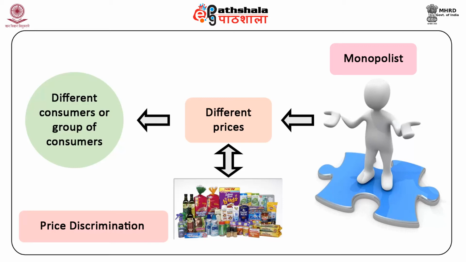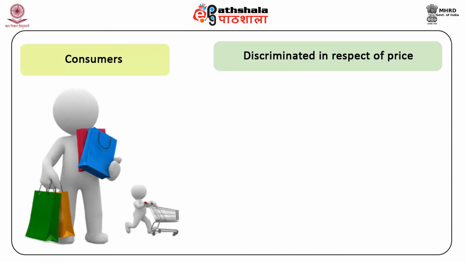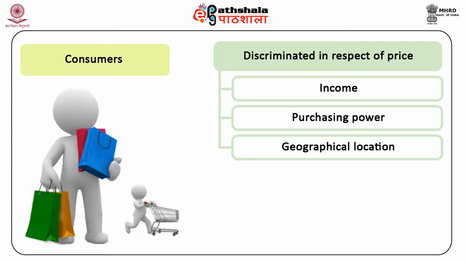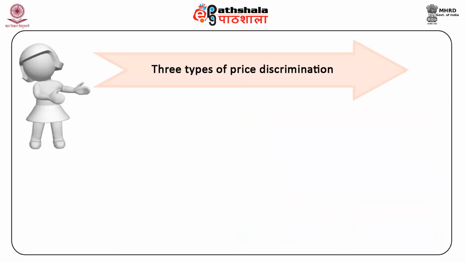This is known as price discrimination. Consumers are discriminated in respect of price on the basis of their income or purchasing power, geographical location, age, sex, quantity they purchase, and also on other grounds which the monopolist may find suitable. There exist three types of price discrimination exercised by a monopolist which we will discuss.